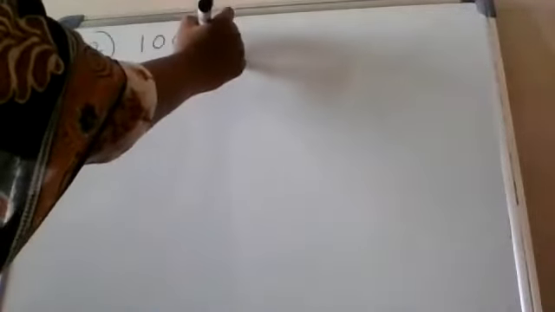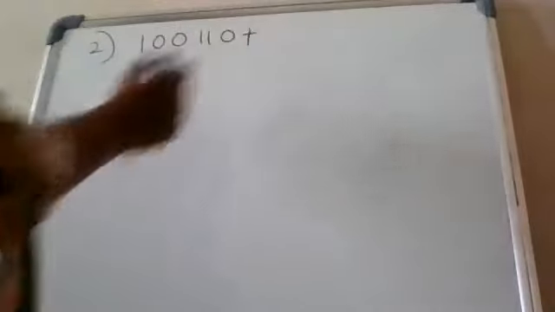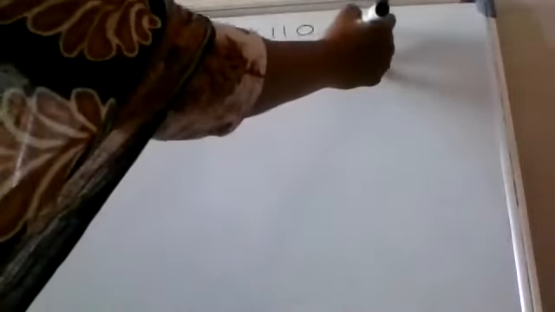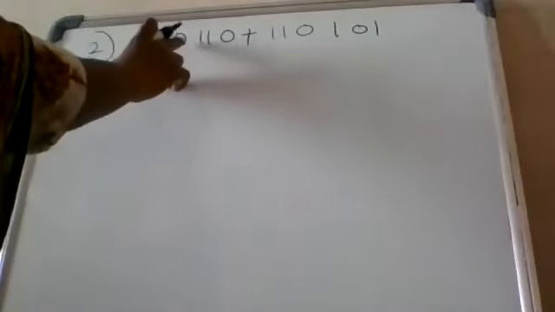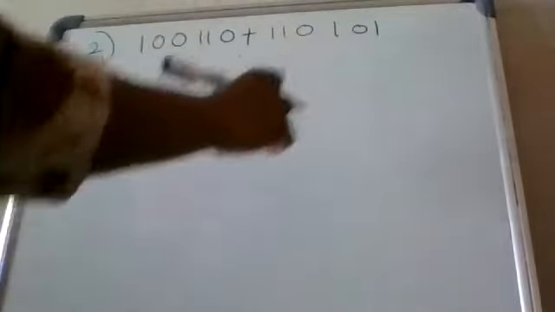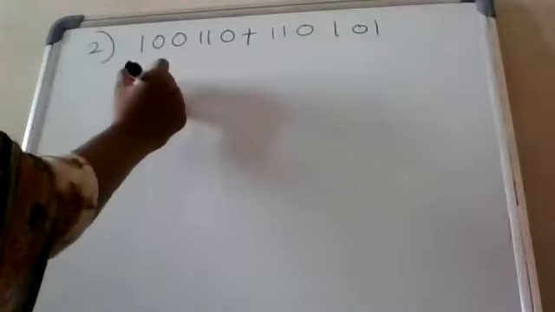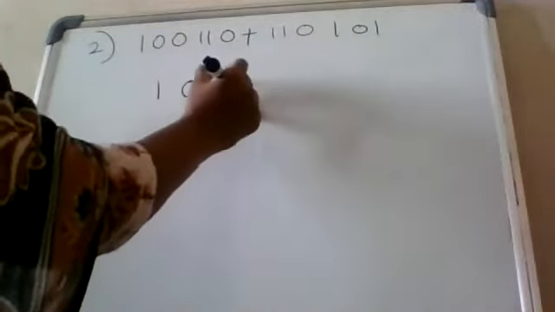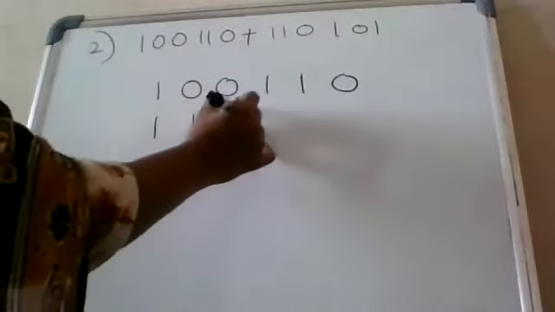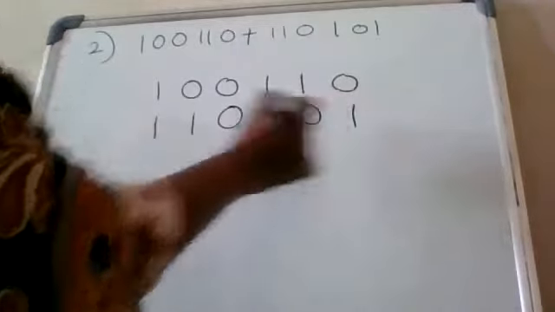Second example. 100110 plus 11010. Write 1 0 0 1 1 0 plus 1 1 0 1 0.